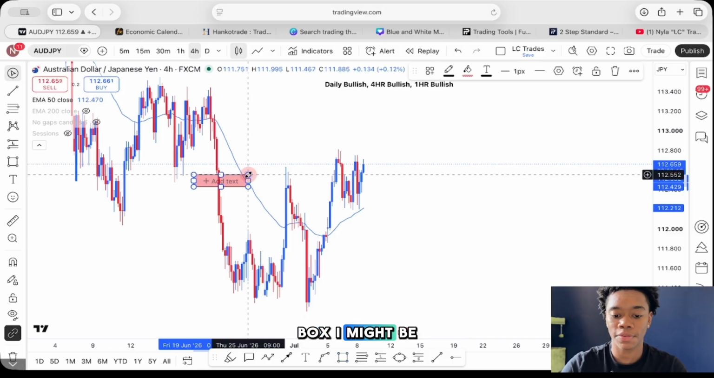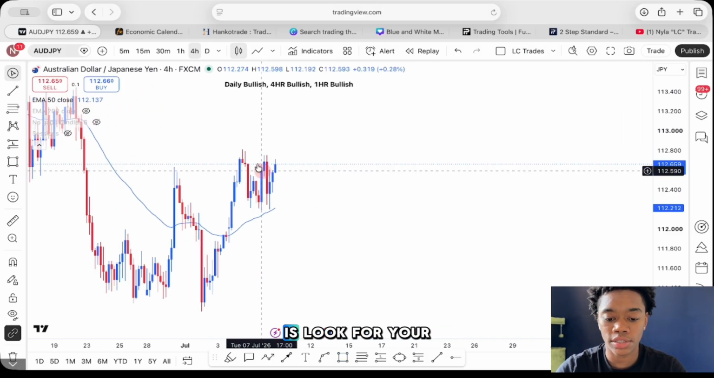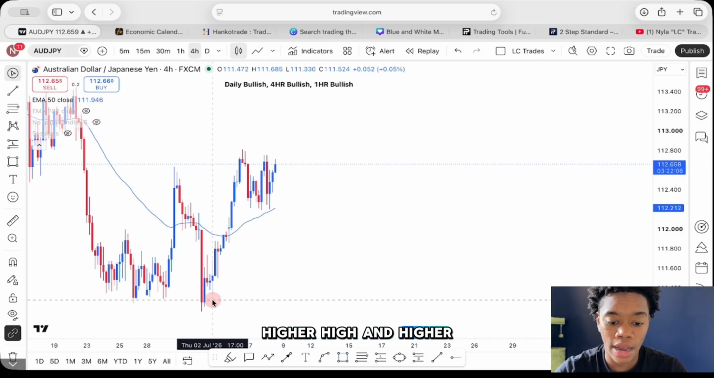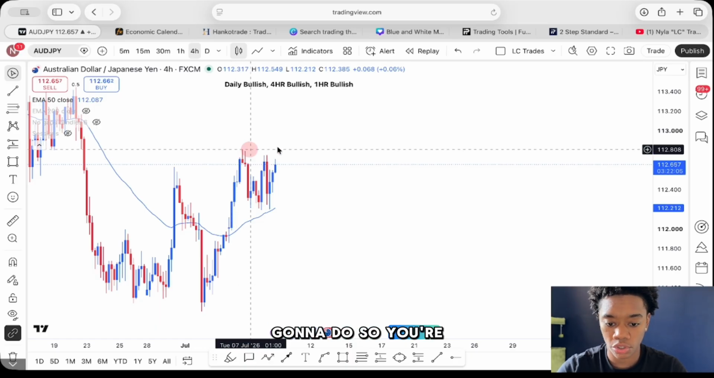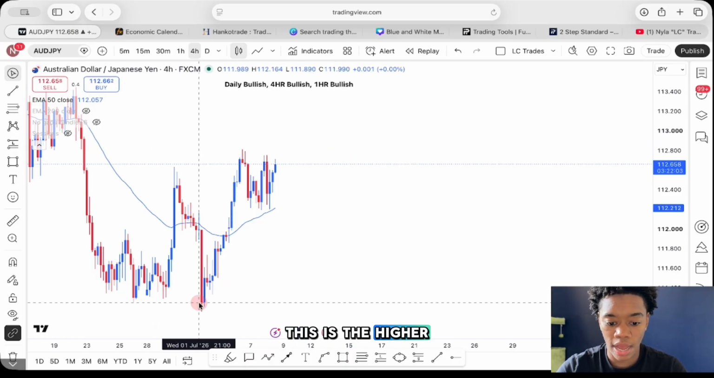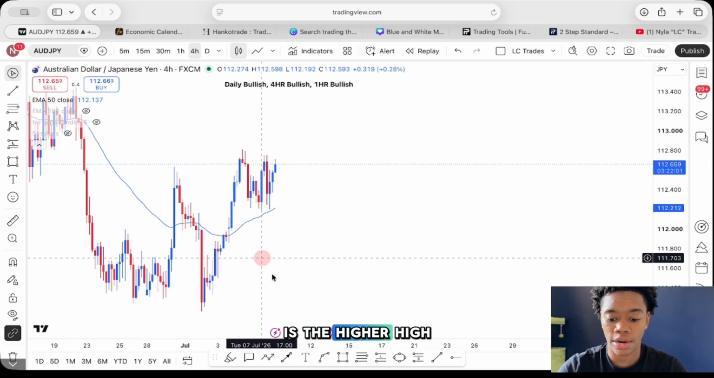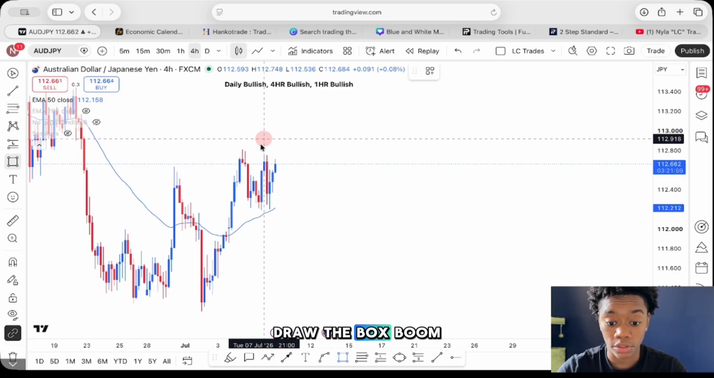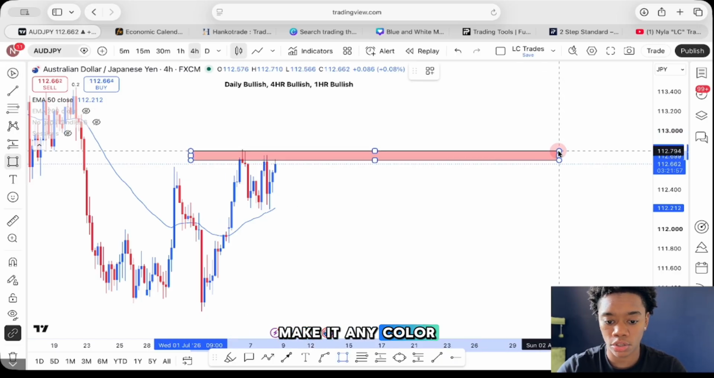Actually, I'm drawing a box. I'm not going to tell you what I'm going to do. What you're going to do is look for your higher high and higher low, right? So you're going to look for this. This is the higher low right here. This is a higher high. Draw the box. Boom. Make it any color you want.